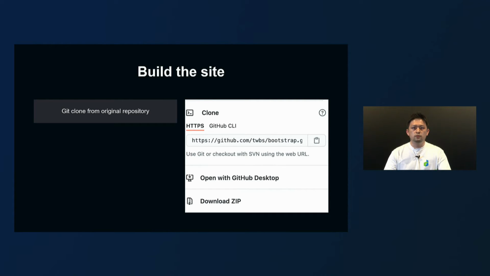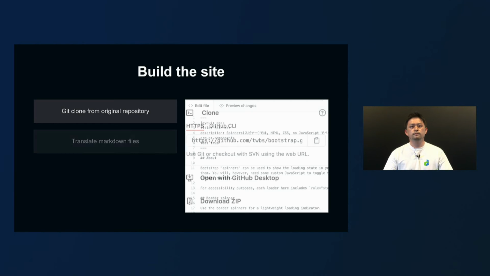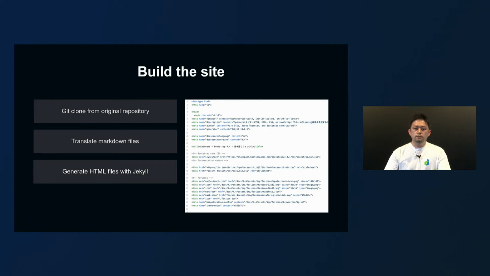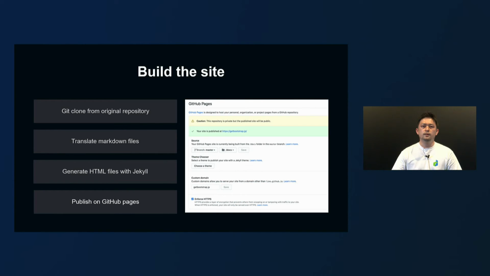Once we set up the schedule, we actually built the site, and then we translated it. We used the configuration of the original site. We cloned the original site and got the markdown files. We translated the markdown files, and once completed, the markdown files are converted to HTML. In version 4 of Bootstrap, the site generator is Jekyll.